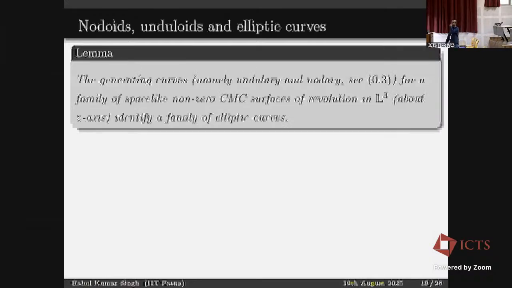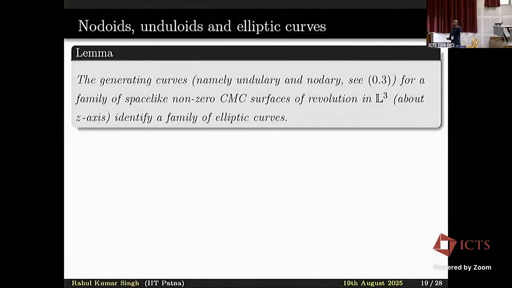The usual catenoid in E3, which has a hyperbolic cosine. And so we have this lemma. What this lemma says is, the generating curves which we have seen right now, we know the formulas. Using those formulas, we can associate... because those formulas will give you a family of CMC surfaces of revolution in L3 around, let's say, the z-axis in this case. So this family of CMC surfaces of revolution will identify a family of elliptic curves.